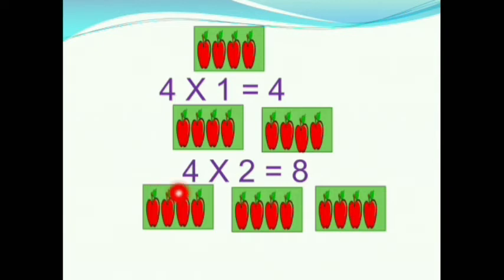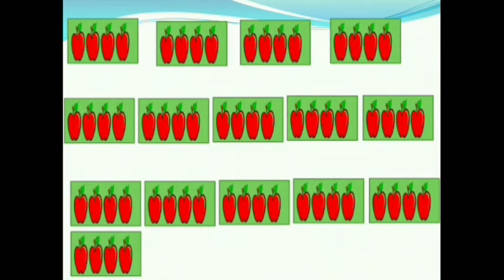Here we have 3 boxes which has 4 apples in it. 4 is repeated 3 times. So we will write 4 into 3. 4 3s are 12.